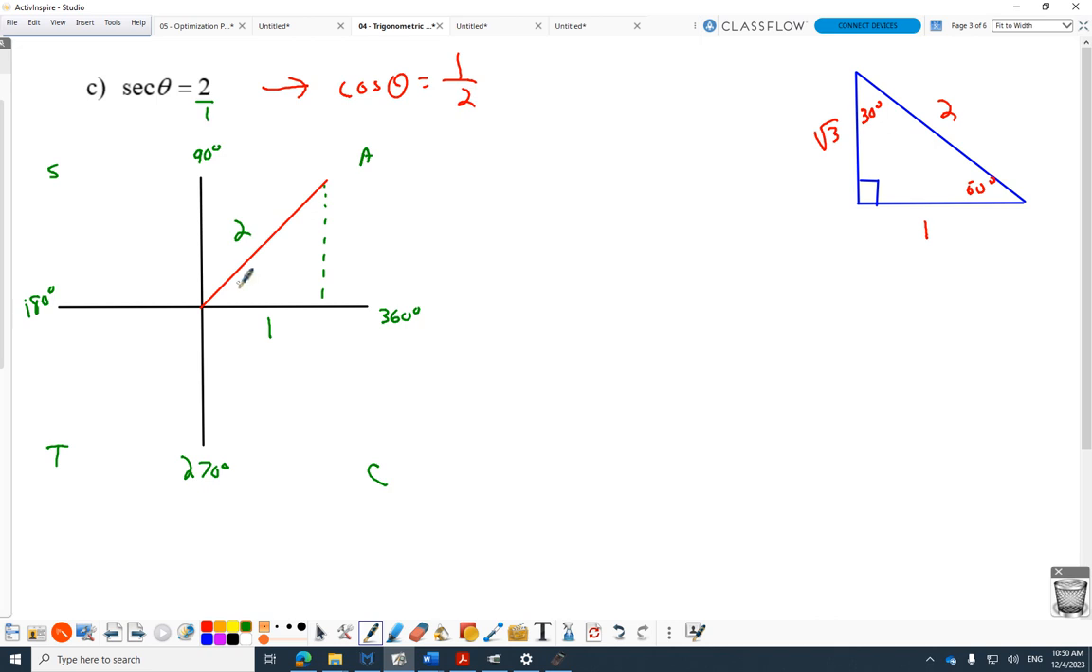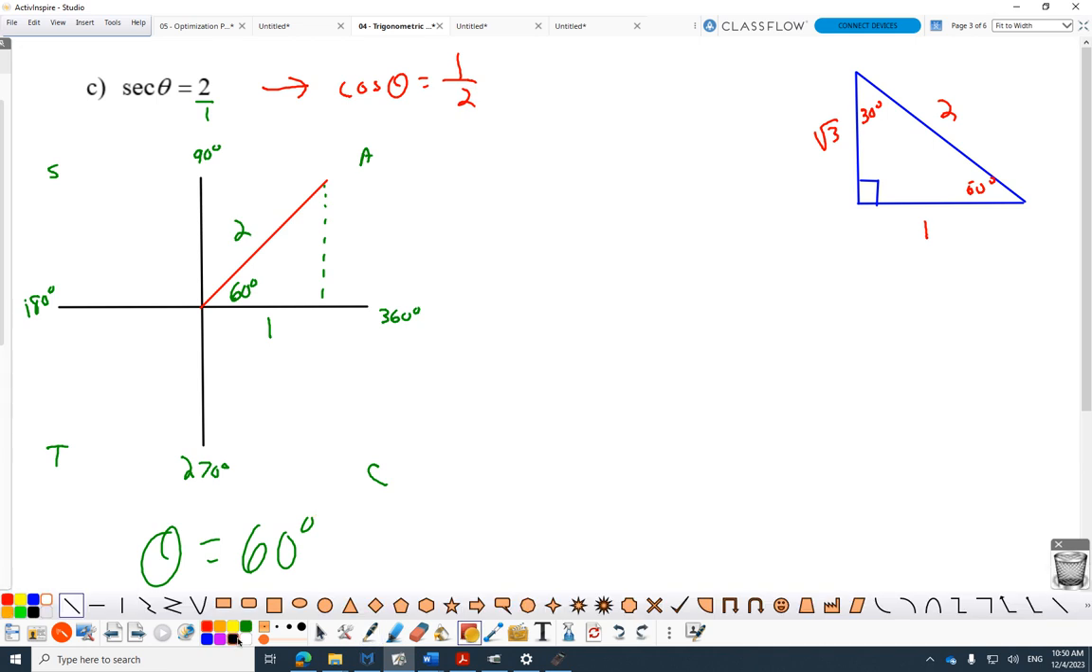And in this quadrant, you don't have to do anything. 60 is the related acute angle, but it's also the whole angle. So here theta equals 60 degrees. That's one of the answers. But there's another possibility.